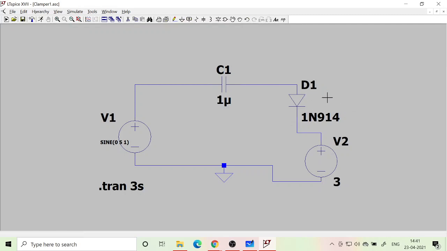And this is another silicon diode which I have chosen. Here is a 3 volt battery, and I am giving a 5 volt peak sine wave. Now tell me what will be the output if you analyze this circuit. You should tell me first what is the polarity and magnitude of the voltage on the capacitor.